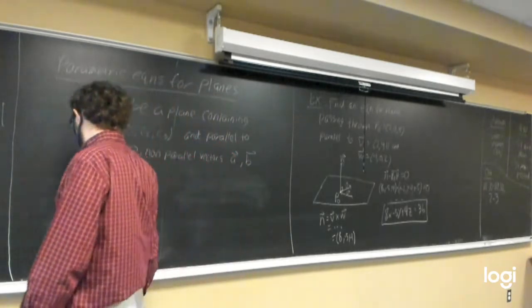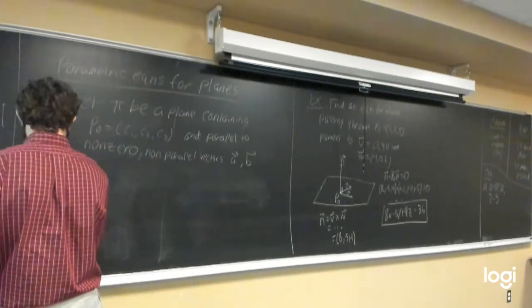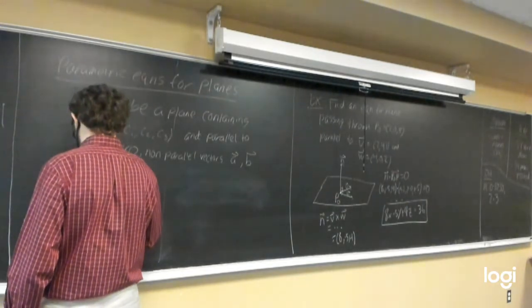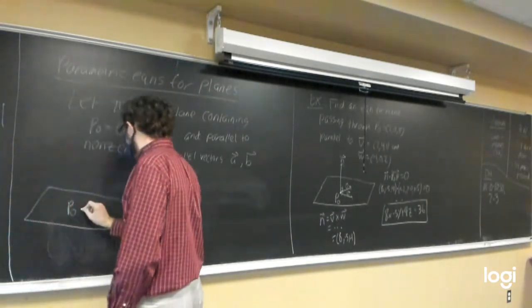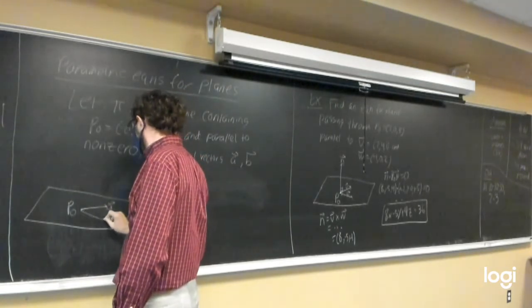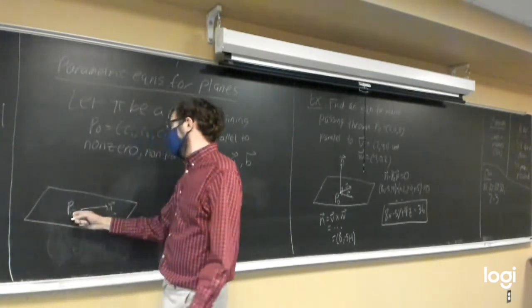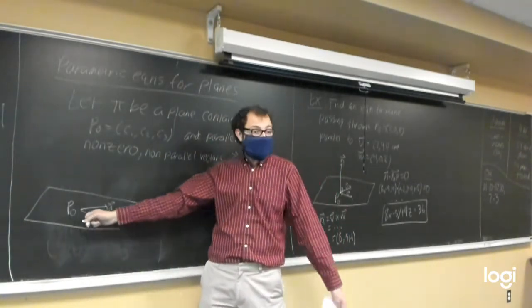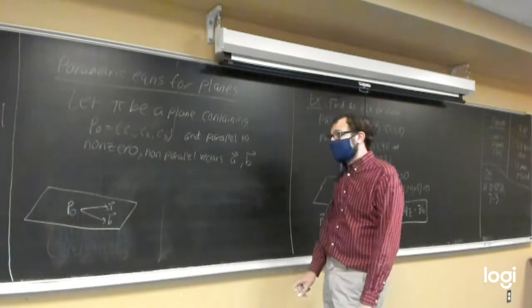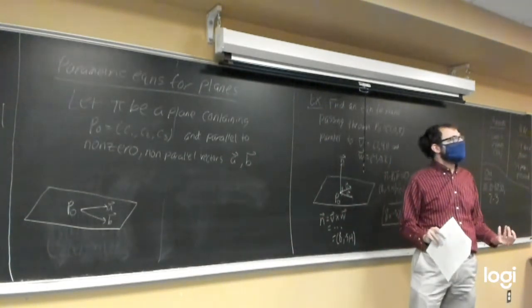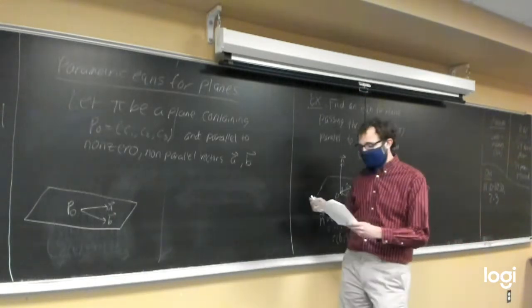So in other words, we're going to assume we have some plane like this, where p naught is a point in our plane, and a and b are going to be vectors that if you were to place them to start at p naught as displacement vectors, a and b would lie entirely inside of our two-dimensional plane. Then we can find a parametric equation for our plane with the following formula.